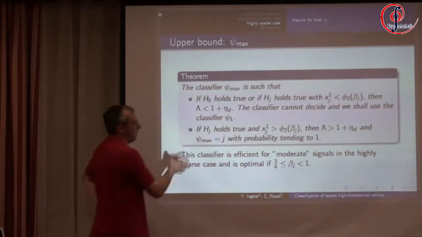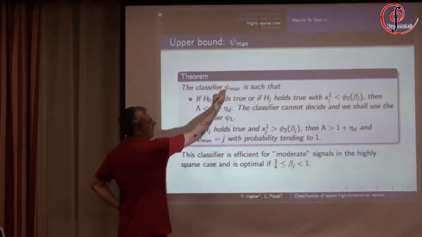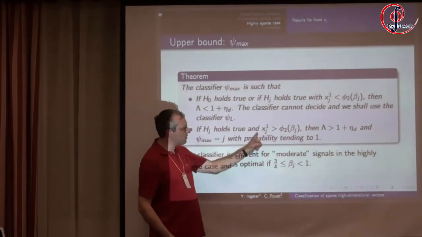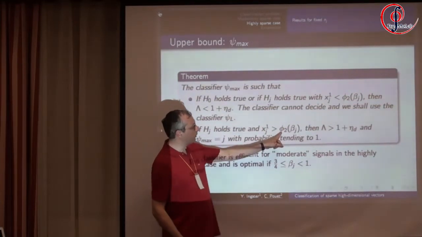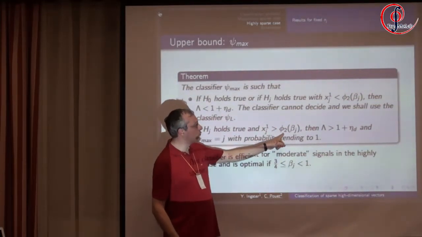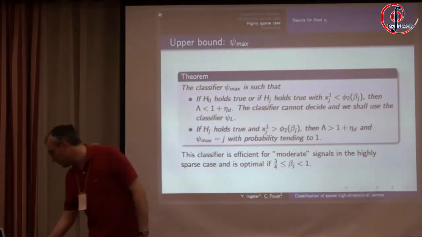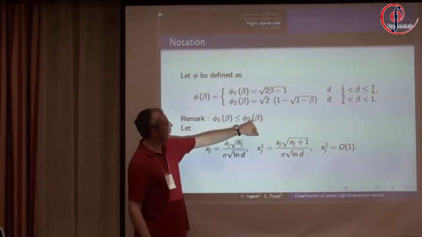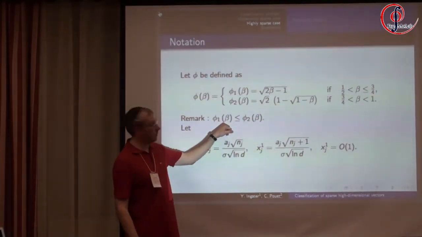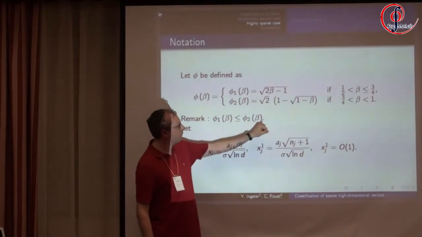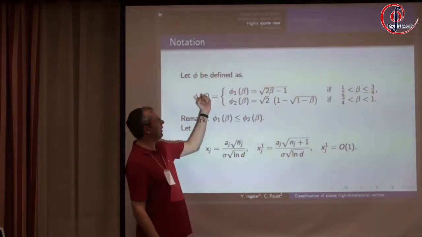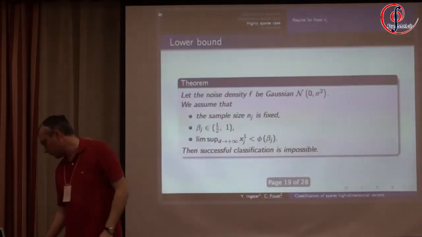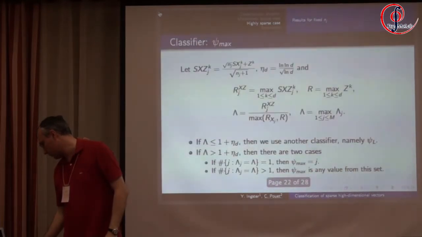So this theorem says essentially that this classifier Cmax is good, but as you can see, this classifier is good when this quantity is larger than phi 2 beta j. And maybe you can remember that phi 2 beta is smaller than phi 1 beta. So we are in fact comparing to this bound, but in fact we would like to compare to this bound, which is okay for large.